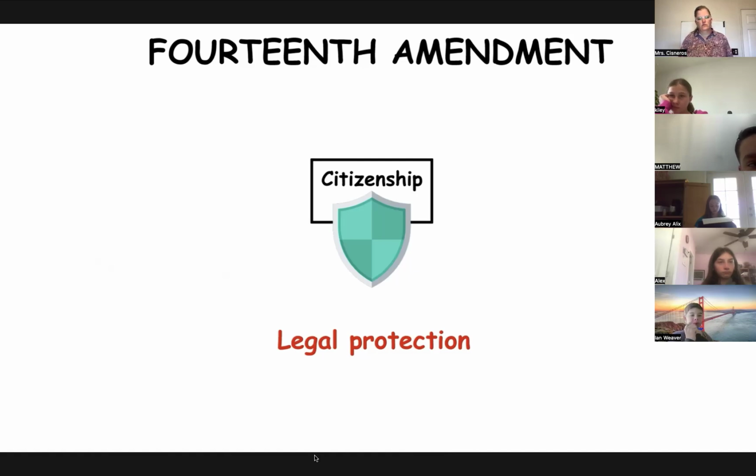17th Amendment establishes the direct election of U.S. senators by the voters of the states, enhancing democratic governance by making senators more accountable to the electorate, reflecting a move towards greater democracy and public participation in government.